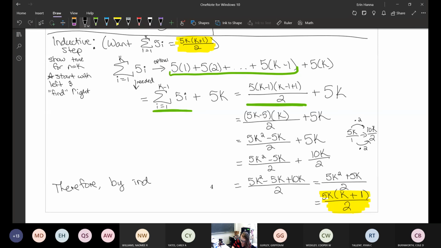By induction. And then you just essentially go back to the thing that it originally said. So it originally was in terms of n's.